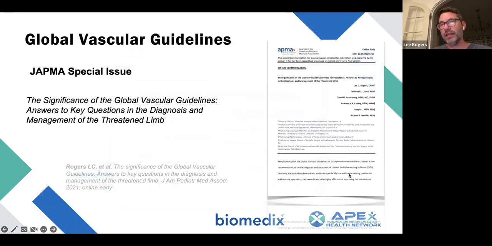So we published in the Journal of the American Podiatric Medical Association this kind of synopsis of the global vascular guidelines, really geared toward podiatrists, because the entire global vascular guidelines is about 60 pages long and contains a lot that is geared toward vascular surgeons. And so this is really about what a lower extremity specialist or a podiatrist should be looking at, and how the global vascular guidelines impact you. Next.